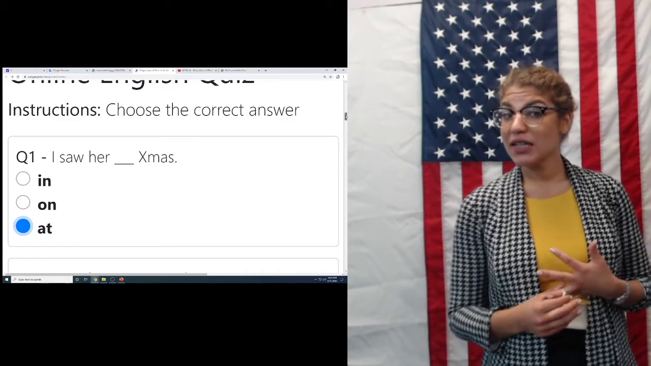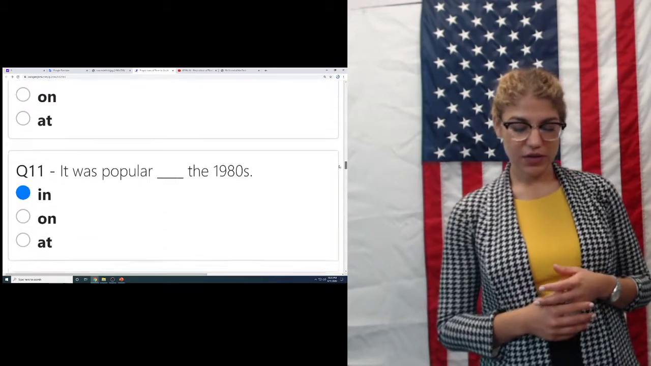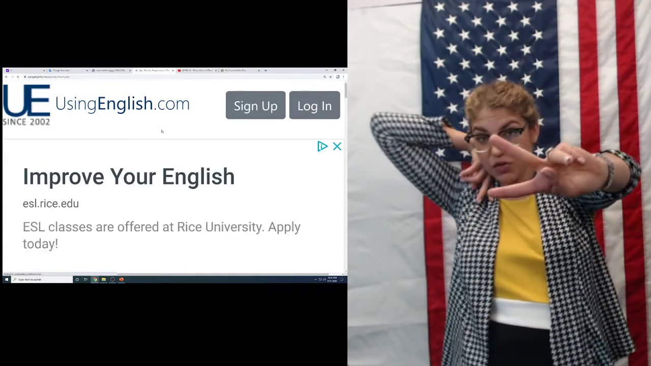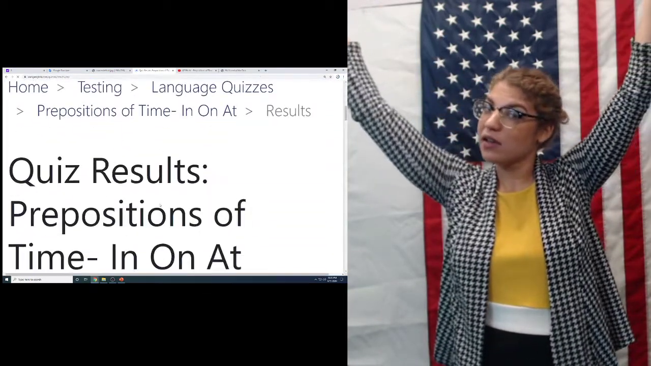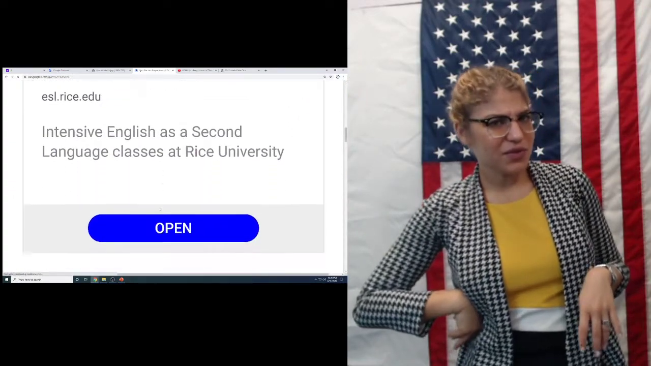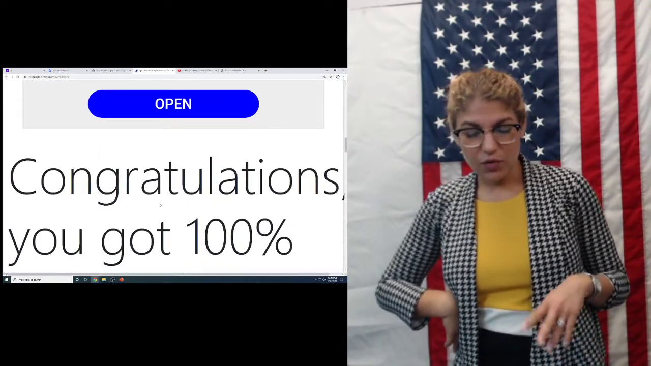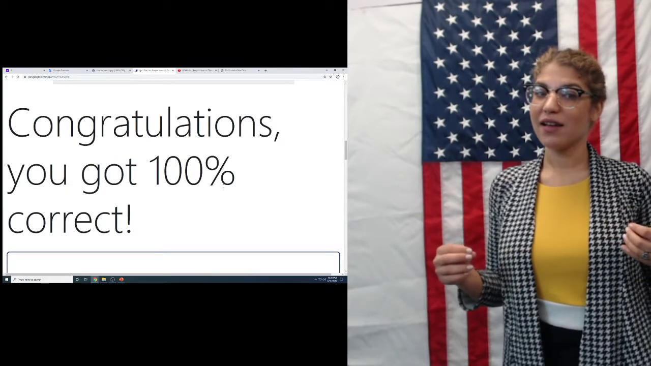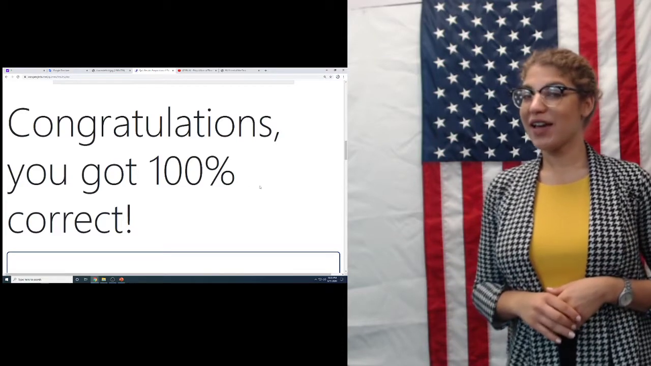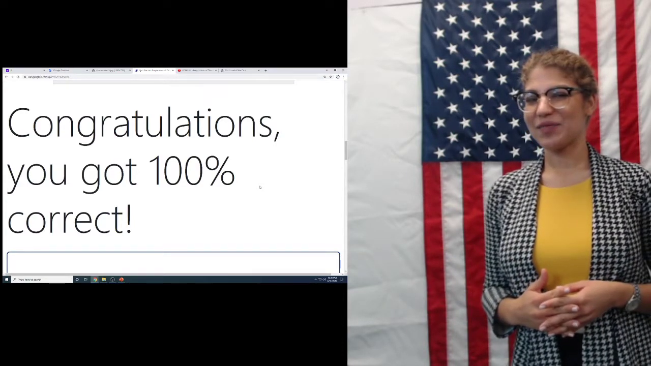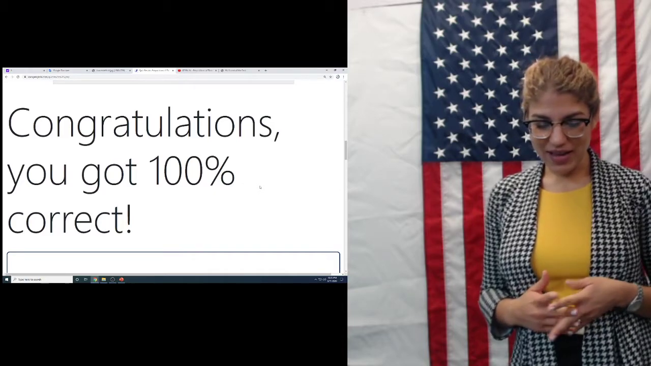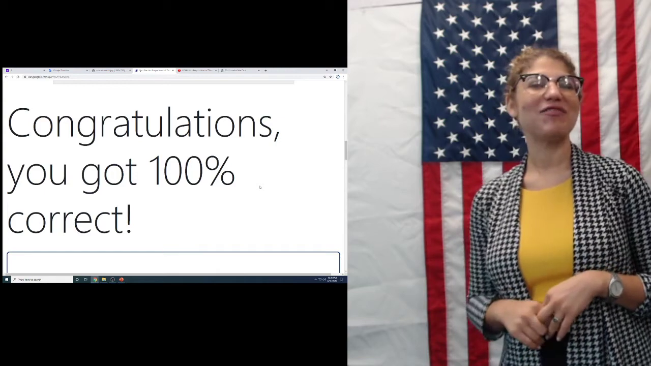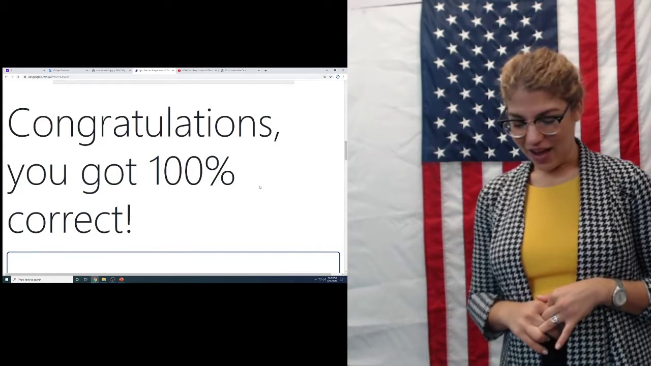We have a holiday that does not have the word "day." When you have a holiday, like here in question number 2, you see "Christmas Day." It's kind of confusing, no? With question 2, you see the word "day," Christmas Day. But without the word "day," we use the word "at." Okay. And what does it say? Congratulations, you got 100%. Excellent job. Very well done.